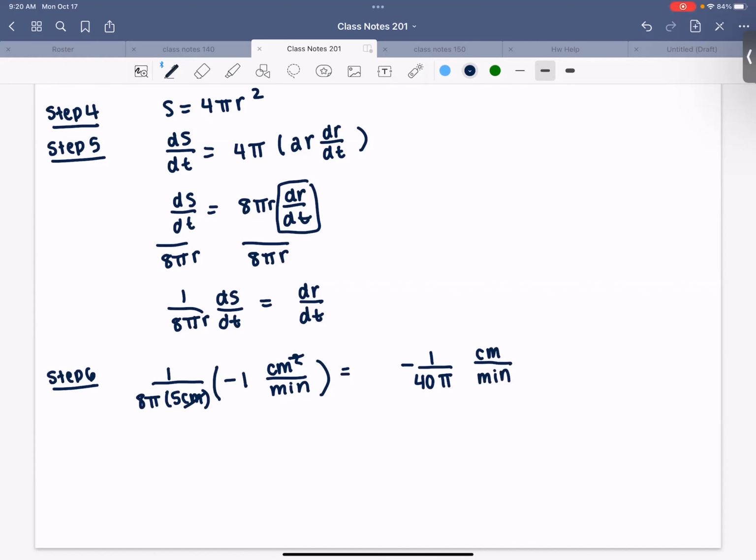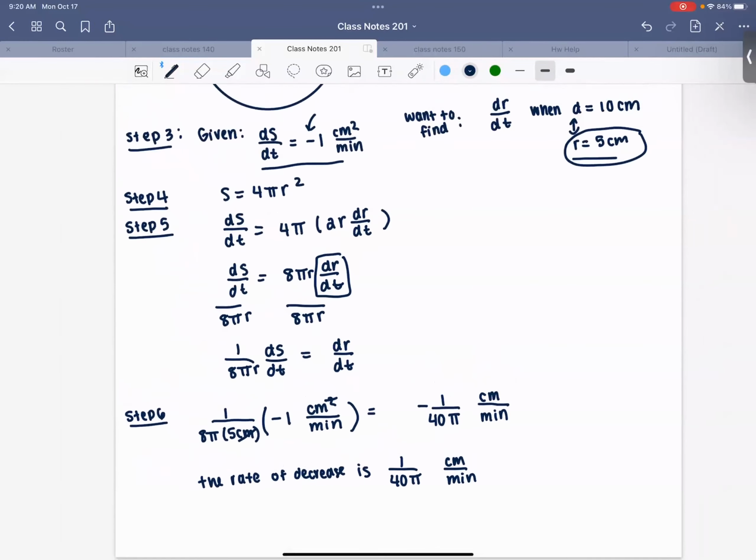Okay, so I know that my derivative is -1/40 pi centimeters per minute, which means the rate of decrease, which is what the question was asking for, is just the positive version, right? So how fast it's decreasing is going to be 1/40 pi centimeters per minute. Okay. Any questions on any of these steps that I went through?